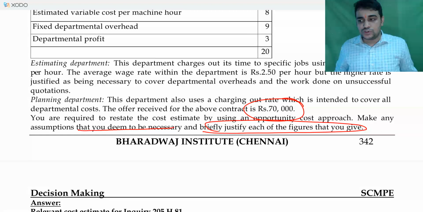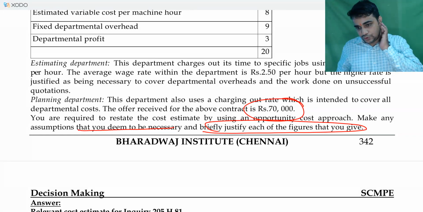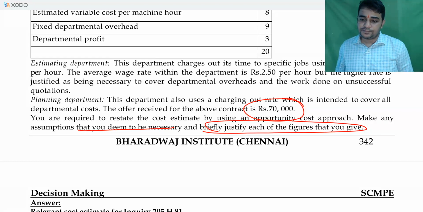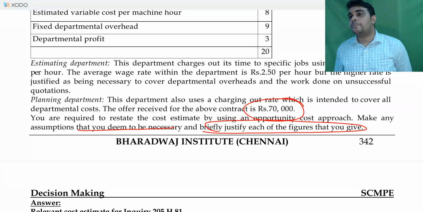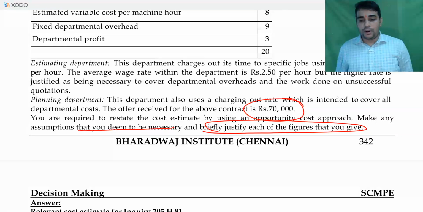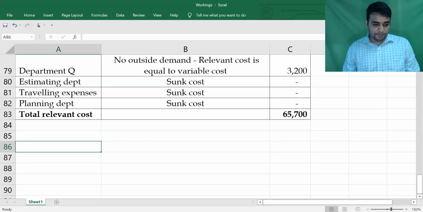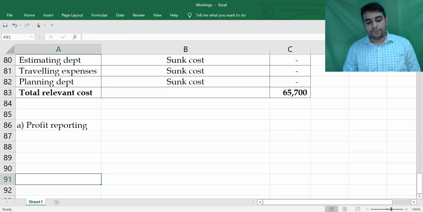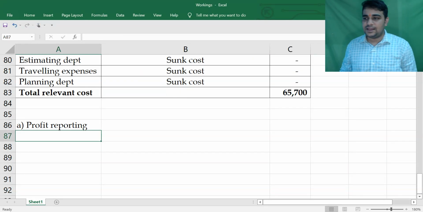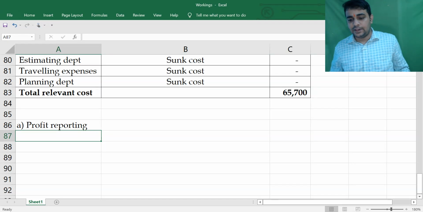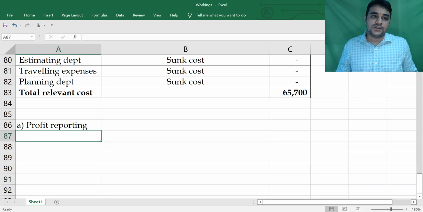First reason, issues with the relevant costing approach. Point number A, profit reporting. You just understand the explanation, no need to write a detailed explanation. In my books of accounts, I'll still be reporting a loss on this contract.